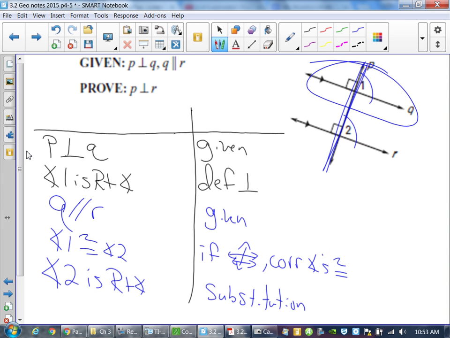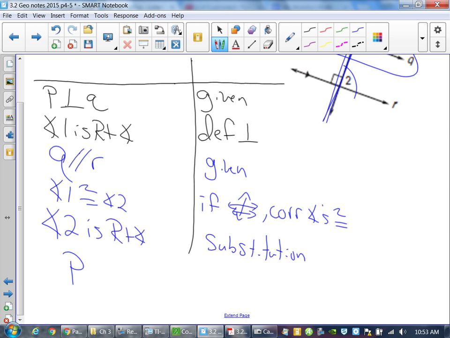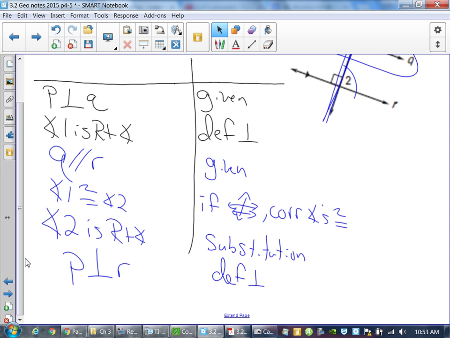So now, have we shown that line P is perpendicular to line R? Because we have a right angle now. So by the definition of perpendicular, those two are perpendicular. So I can say P is perpendicular to R, because the definition of perpendicular says that you have right angles that are formed.